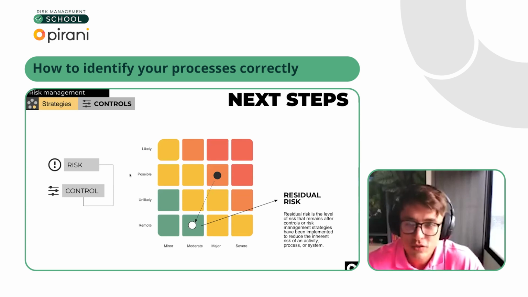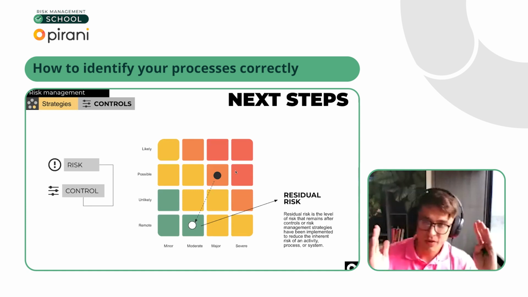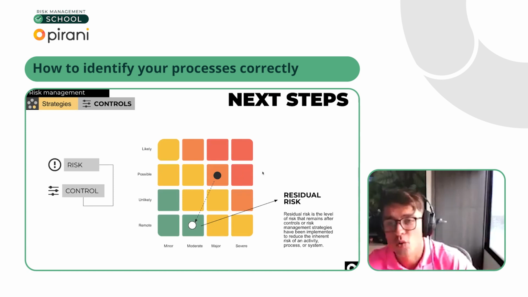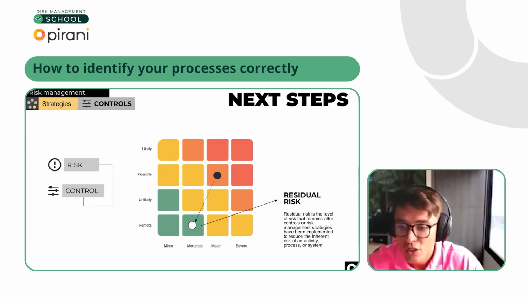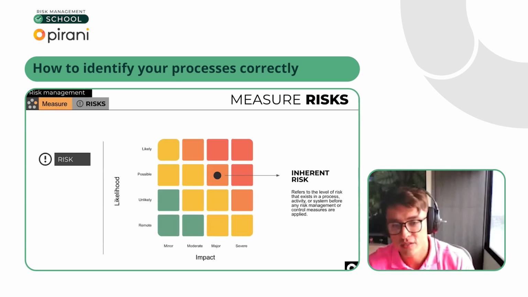So once we have controls linked to my risks, if I want to mitigate them, we're going to have the residual risks. And basically, this is risk management: to have the context of my company, to list the risks that can affect my objectives, and treat those risks in order to achieve the goals of my company. So the next step in the risk management cycle will be strategies. In the next risk management school, we're going to talk in depth about strategies, but today we're going to focus again on the measure of the risks, right?